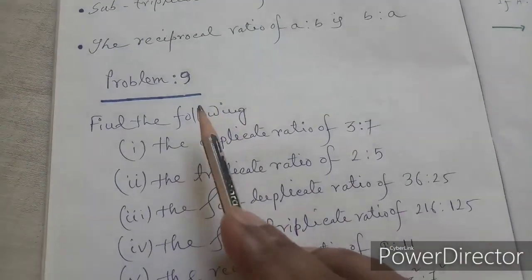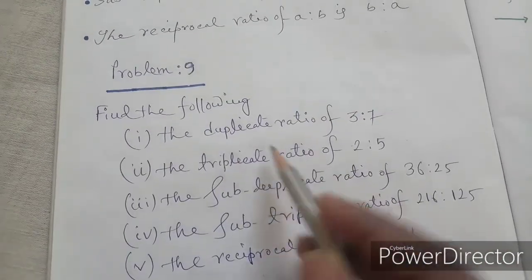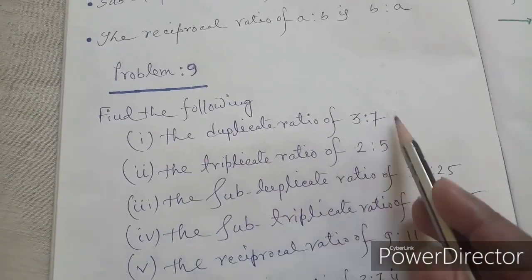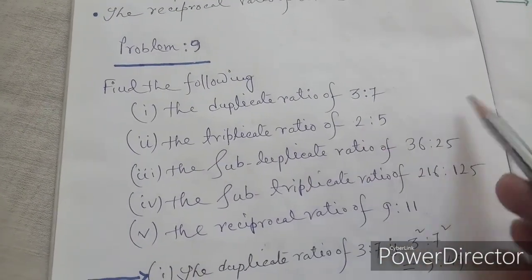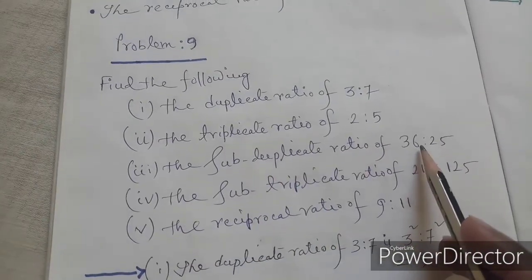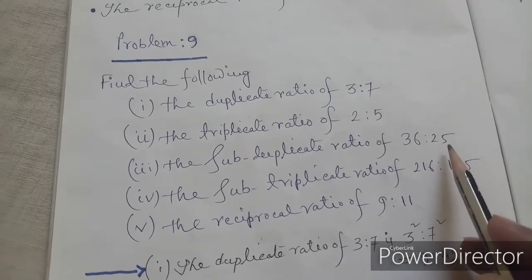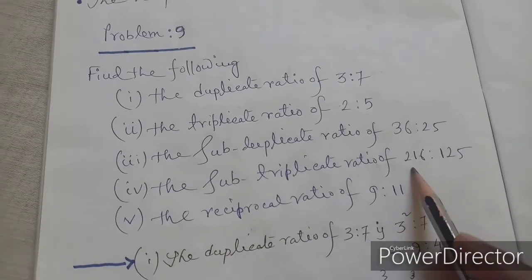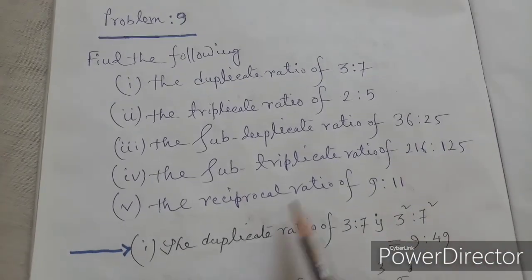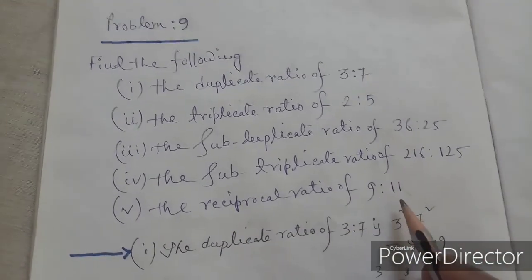Now problem number 9, some problem. Find the following. Number 1, the duplicate ratio of 3:7. Number 2, triplicate ratio of 2:5. Number 3, subduplicate ratio of 36:25. Number 4, subtriplicate ratio of 216:125. And number 5, the reciprocal ratio of 9:11.